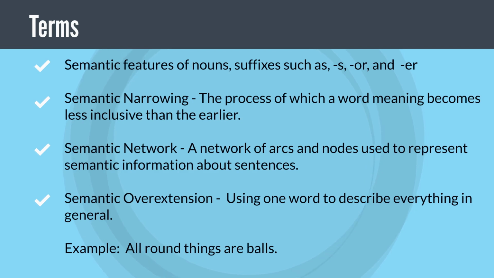Semantic narrowing, the process by which a word's meaning becomes less inclusive than the earlier one. Semantic network, a network of arcs and nodes used to represent semantic information about sentences. Semantic overextension, using one word to describe everything in general. Example, all round things are balls.